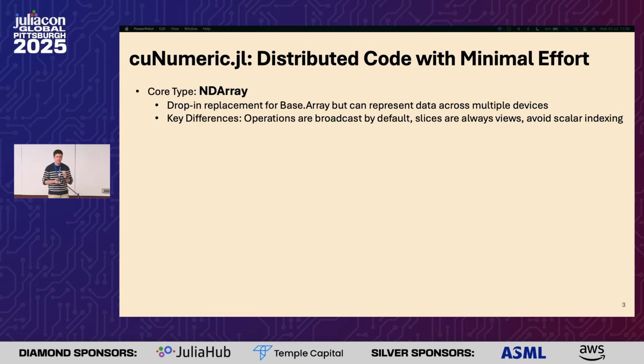The key differences right now between the ND array and a Julia array are that operations are broadcast by default, so even if you don't put the dot operator, it's just going to broadcast your operation. Slices are always views, so we get rid of those extra allocations that are by default in Julia. And just like with any GPU array, scalar indexing is really bad, but in this case it's extra bad because you also have to go look up which device your data might be on. So it's incredibly slow to do scalar indexing on these arrays.